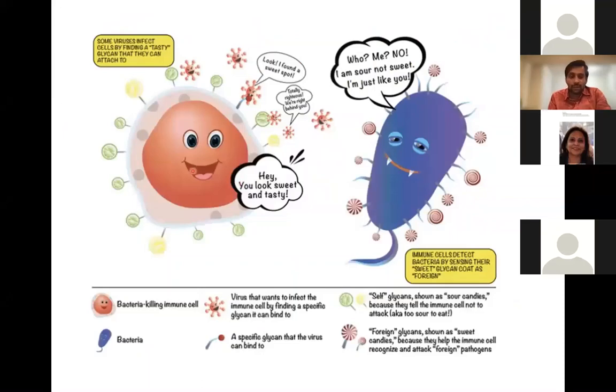So you can see how beautiful the immune cell is, which is highly decorated with different lollipops, which are glycans. And these viruses are looking for these glycans that look like a lollipop for them. They look and they're saying, look, I found a sweet spot, and they ask their neighbor viruses also, okay, come behind me and target them. And here the immune cell is asking, hey, you look sweet and tasty to the virus. And this virus also has glycans, which are actually recognized by these immune cells. But this virus says, who, me? No, I'm sour, not sweet, I'm just like you.